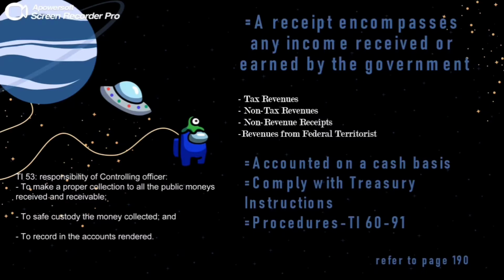The collection of revenue is under the responsibility of the controlling officer of the public sector organization, particularly accounting for cash receipts. It is stated in Treasury Instruction 53 that they have to make proper collection of all public monies received or receivable, keep the money collected in their own custody, and record it in the accounts rendered. You guys can refer to page 190.